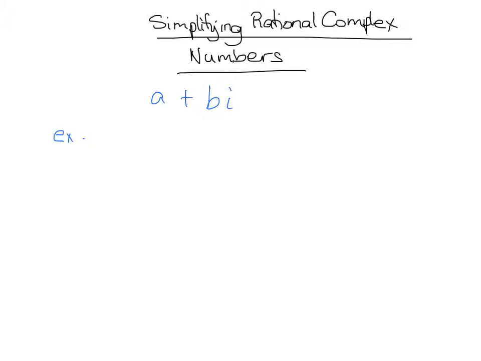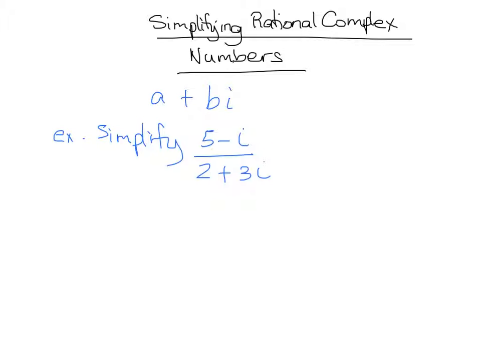In our example, I would like us to simplify 5 minus i over 2 plus 3i. As you can see, there is an expression in our denominator with an i, and we don't want an expression with an i in our denominator. Instead, we want it in this form. So what do we have to do?